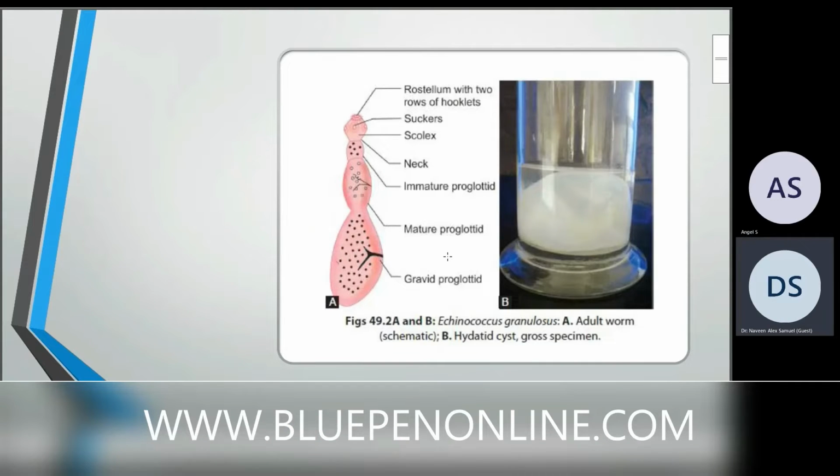This is the adult stage image. It has got suckers, a scolex, and a neck. I am just going through it simply, but you remember it is like a tapeworm. It has suckers and a scolex, and with the help of these the adult adheres to the dog's intestine. And the right side is the cyst, the single hydatid cyst.